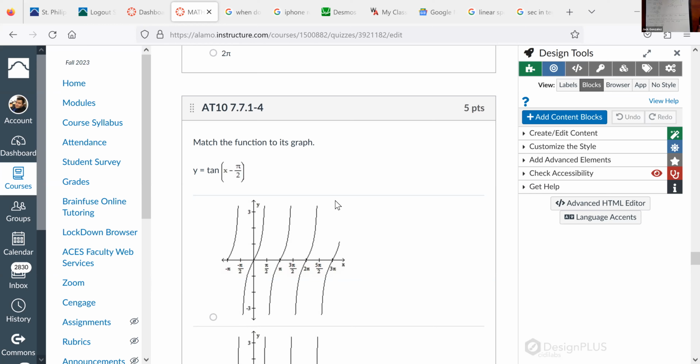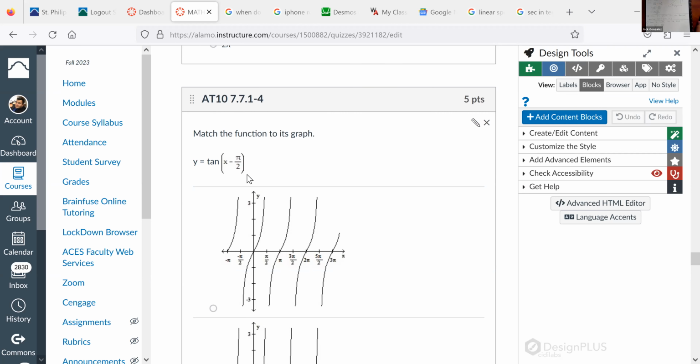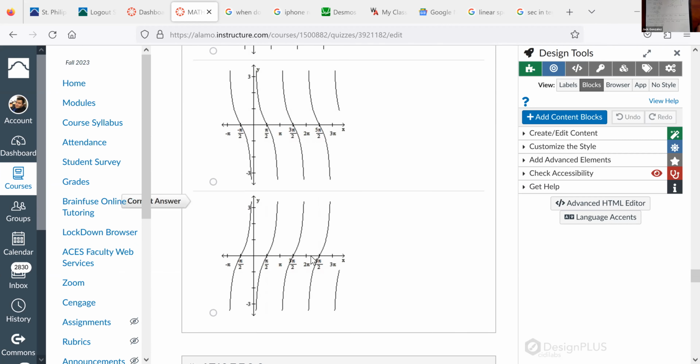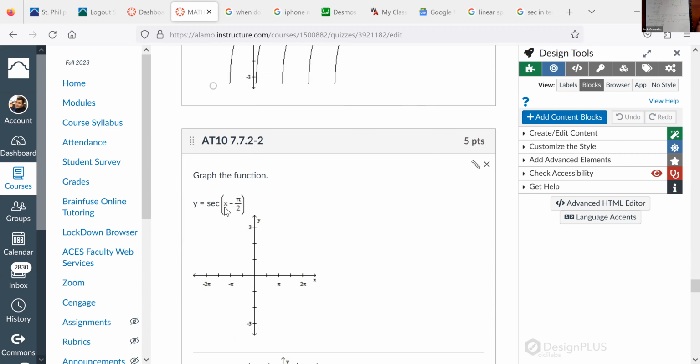So for the last few questions, they're asking you to match graphs. I'm not going to require any work for these, so you can either graph it yourself, or remember what the original looks like and shift it by pi over 2. You're going to see it's this, shifted once. Secant, remember what the original secant looks like? It's shifted by pi over 2.